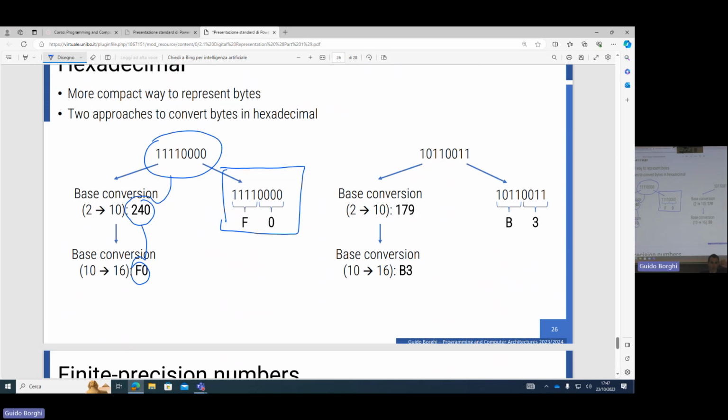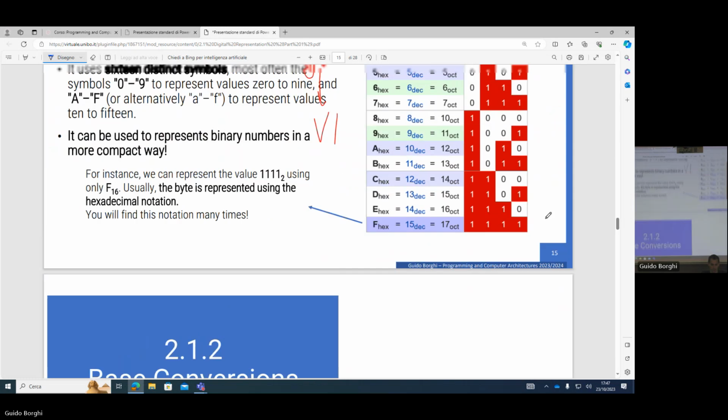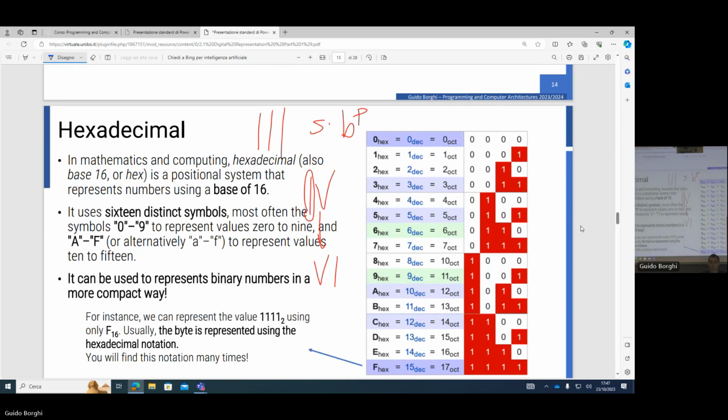You have only to recall the table that I showed you before, in which, for example, the number 0 is the number 0 in the hexadecimal representation. The number 1111 is the letter F. Okay, the previous number is the letter E, and so on. You have to remember this table. You divide the binary number in groups of 4, and then you can use this table to do the conversion.